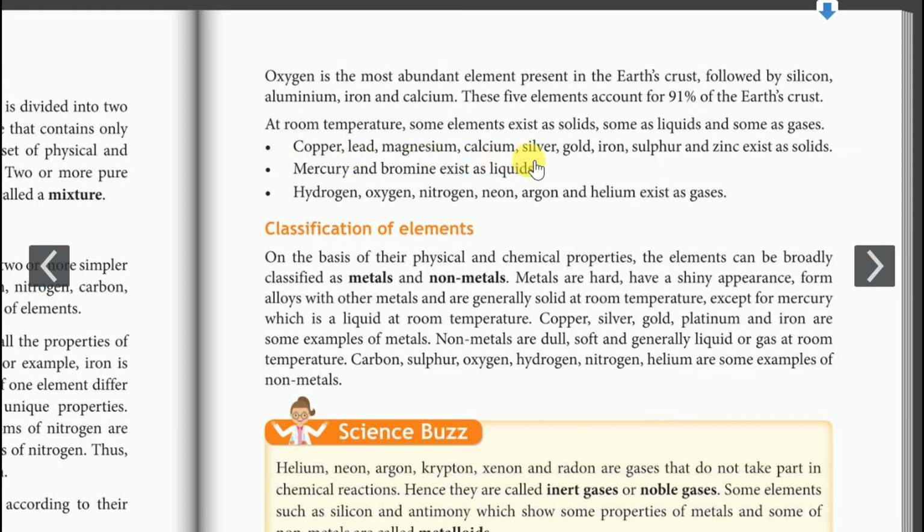Copper, lead, magnesium, calcium, silver, gold, iron, sulfur, zinc exist as solids. These examples are examples of metals. Mercury, bromine exist as liquids. Hydrogen, oxygen, nitrogen, etc. exist as gases.